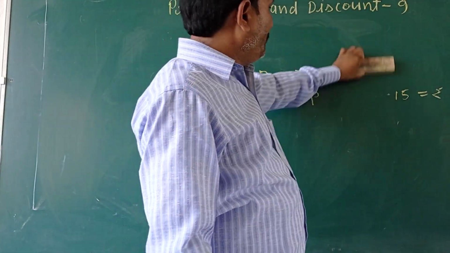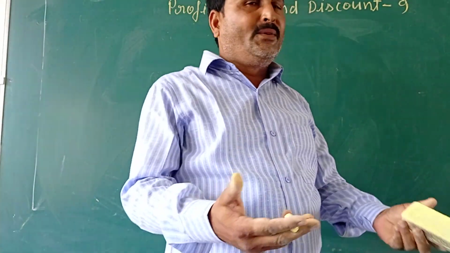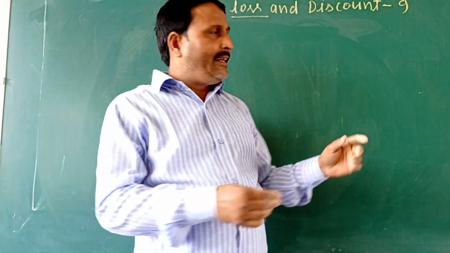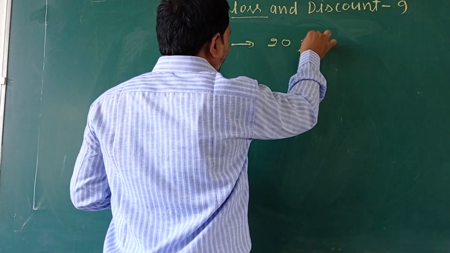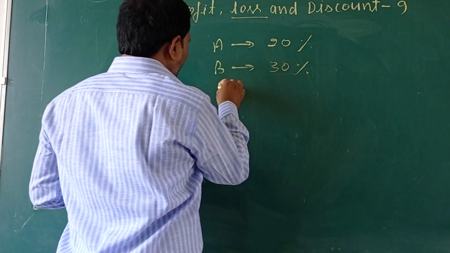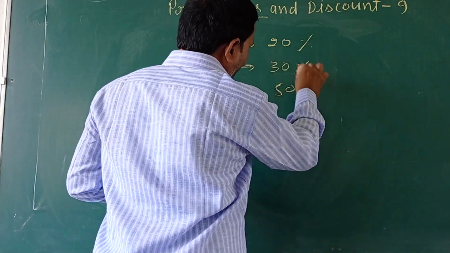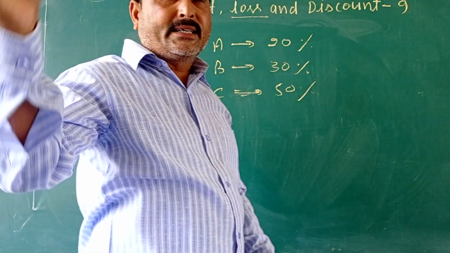Now discount. Suppose again in the mall, anywhere, offers are given. Take an article A, you will get 20% discount, B 30% discount, C 50% discount. Discount is generally used for saving the tax. Mostly they are doing like that.